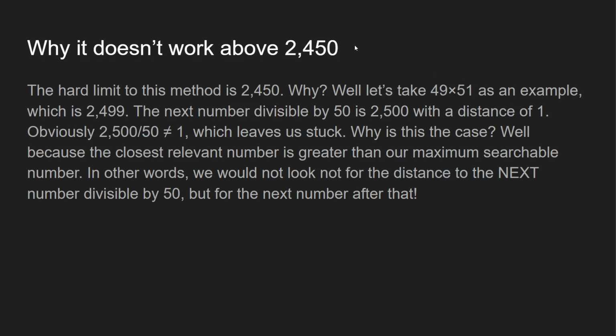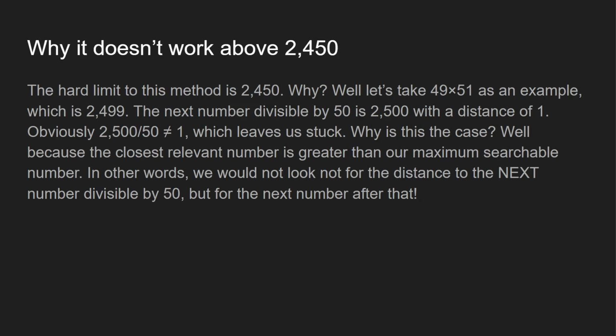So you might be wondering, okay, why is this the case? Well, it's because the closest relevant number is greater than our maximum searchable number. In other words, we would not need to look for the next possible number divisible by 50, but for the number after that. So if we knew how much further ahead we needed to look, this wouldn't be a problem. But with our original method, we were going just for the next number, so you can see why this leaves us stuck here.